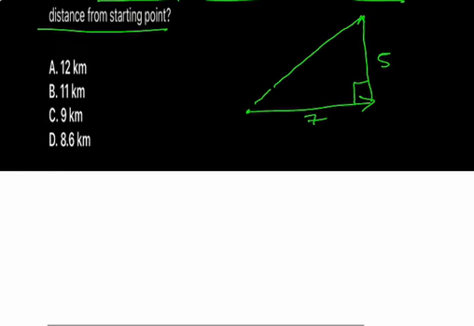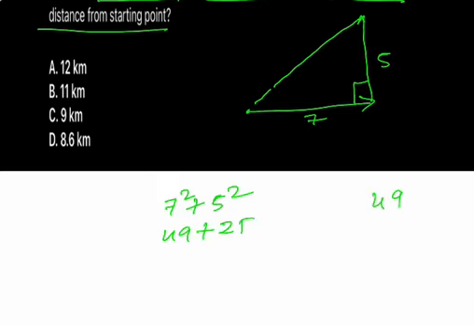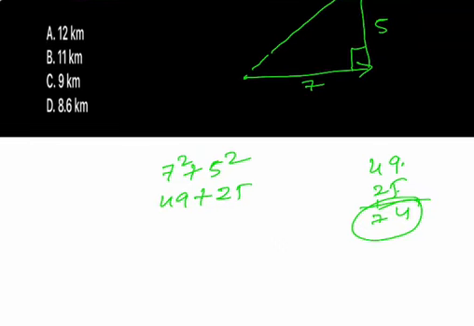Apply the Pythagoras theorem. 7 square plus 5 square. 7 square is 49, plus 5 square is 25. Add 49 plus 25, this is equal to 74. Okay, here you come to the question. 74. 8 square is 64.